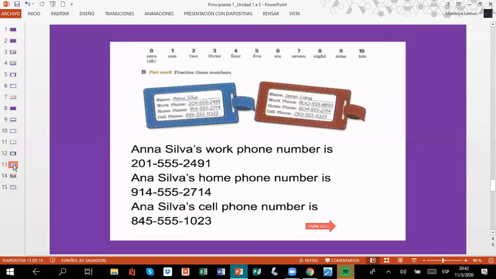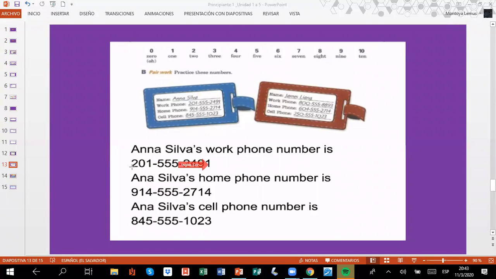Los primeros números. Now, cuando hablamos de phone numbers, números telefónicos, in English, usualmente los números se dan uno por uno, ¿verdad? Uno por uno. In this case, sería Ana Silva's work phone number, es este, is 201-555-2491.